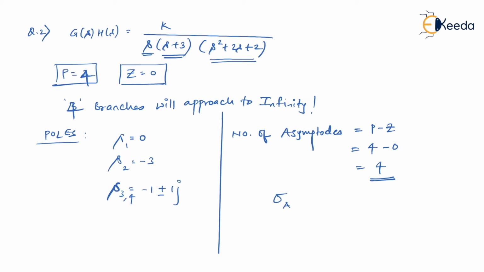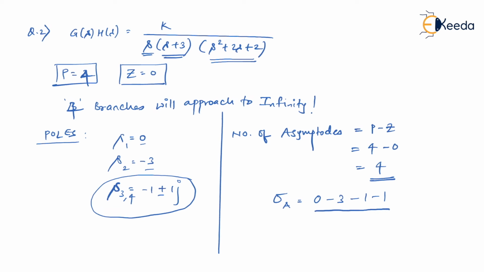You require to calculate what? That is the centroid. How do we get the centroid? It is just the summation of all the real parts of the poles. So the first one is 0, next the real part is minus 3, then minus 1, minus 1. Why is minus 1 taken 2 times? Because these are 2 poles for which the real part is minus 1.